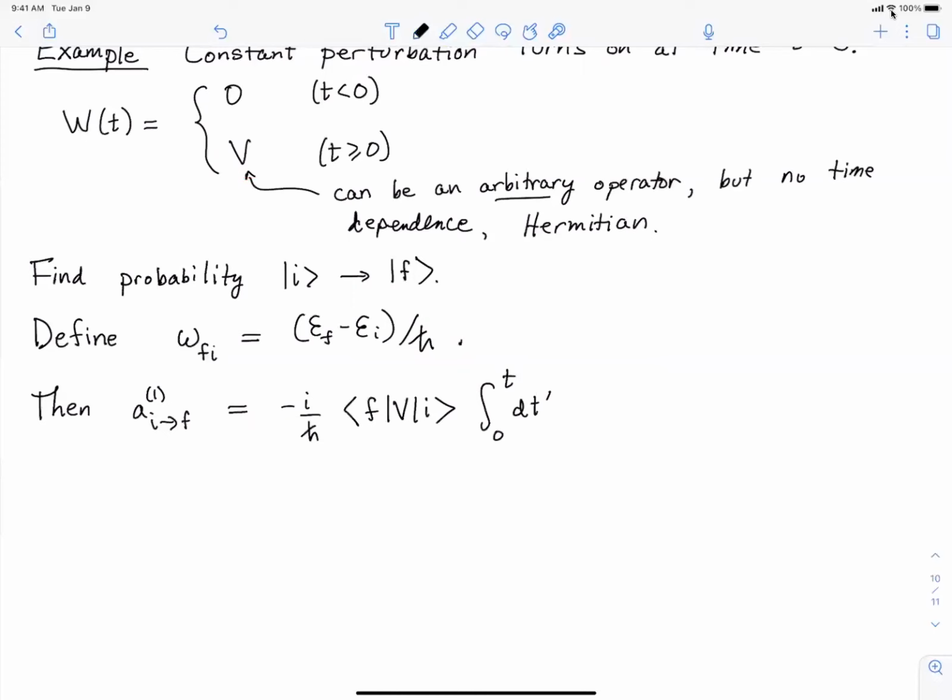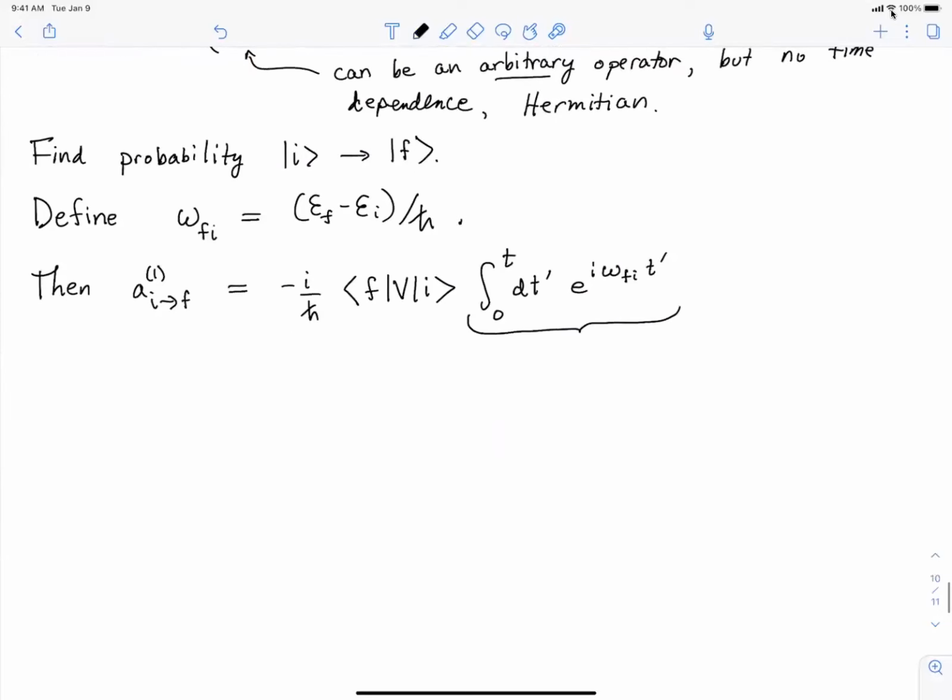has the time dependence, which is nothing other than i omega, our angular frequency, times t prime in the exponential. That's all it is. So the good thing about this example is now we can do this integral. Exponentials are easy to integrate. So let's go ahead and do it once and for all, and then we can apply this to lots of other different examples.